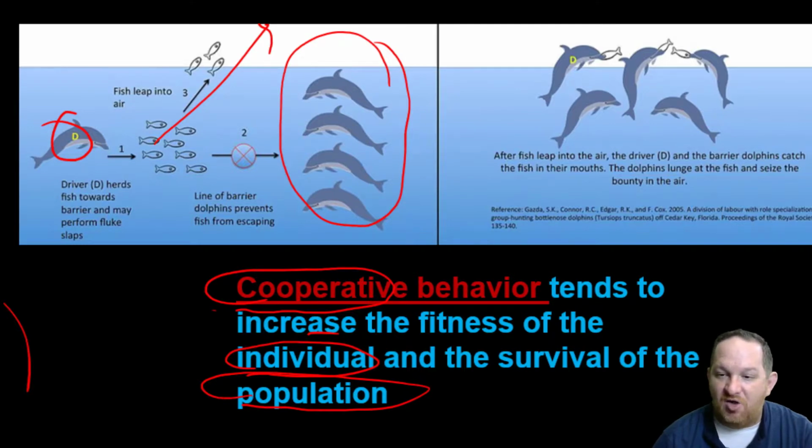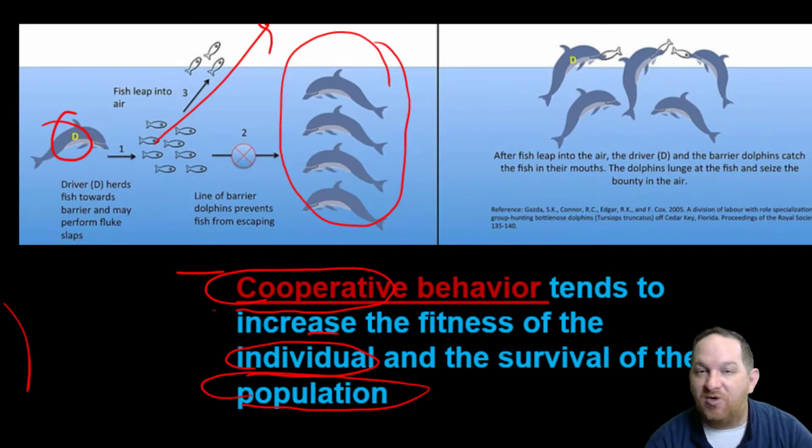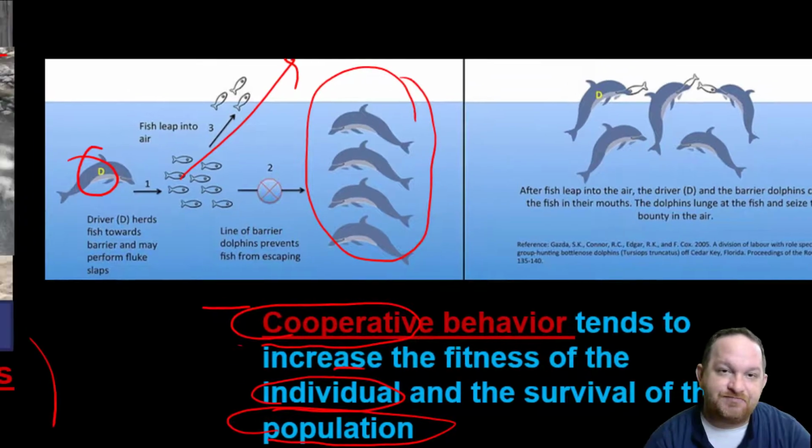They see these dolphins, so what they generally do is they leap up into the air. Well, the dolphins know this, and as they leap into the air, the driver and the barrier dolphins catch the fish up in their mouth and seize all of that bounty in the air. So this is a way of cooperative behavior. More evolved species, you'll see this a lot. Cooperation in the group, in the population, is very important for survival.